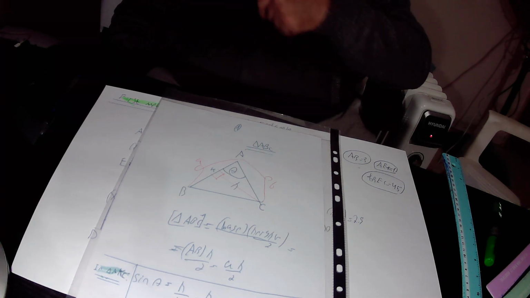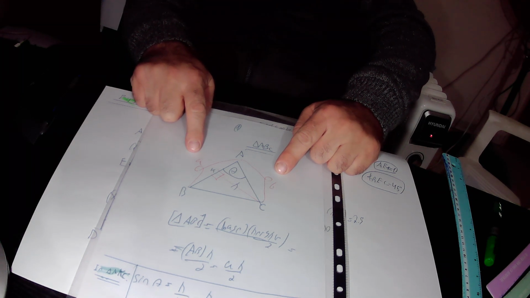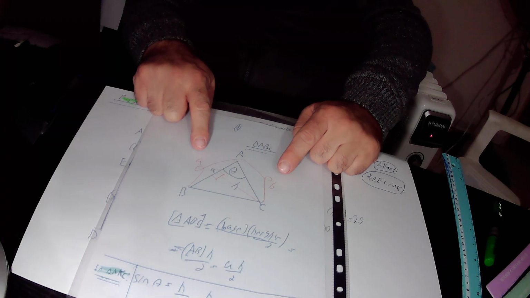The area of this triangle ABC, that could be any triangle, equals the multiplication of two sides by each other. That is to say, a times b times sine of the angle between those two sides, that is theta, over 2. So the area of this triangle ABC equals a times b times sine theta over 2.